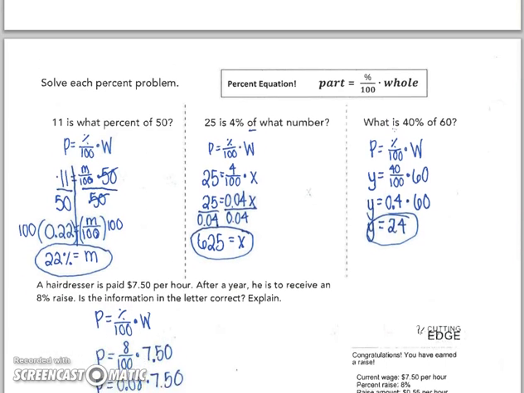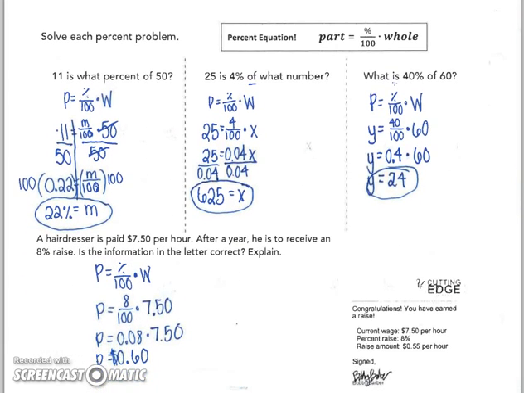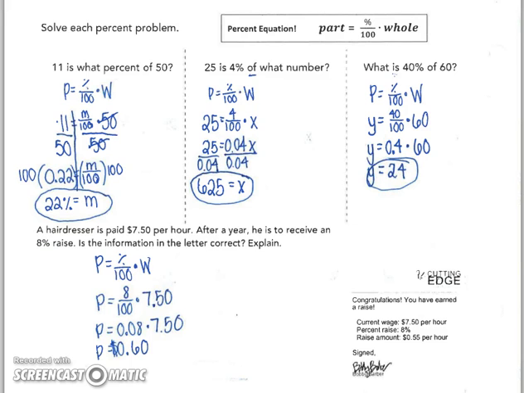So in this letter, it says, congratulations, you have earned a raise. They give us the current wage, $7.50 per hour, the percent raise, and then they say that the raise amount should be 55 cents per hour. Now what we want to see is that this raise amount is correct. So what I'm going to do, I'm going to take my original wage and I'm going to see what 8% of that would be and see if it ends up being the same amount.